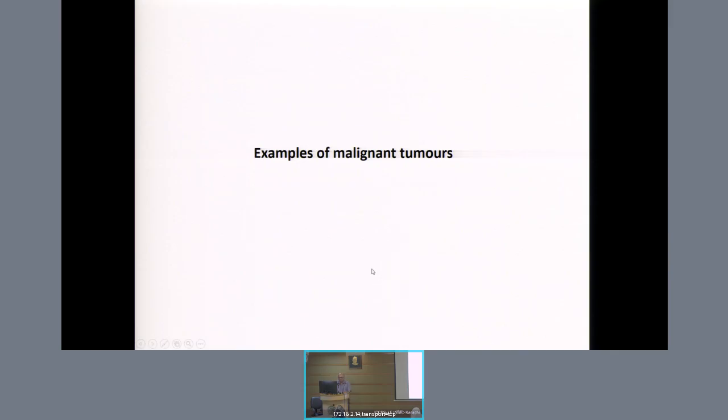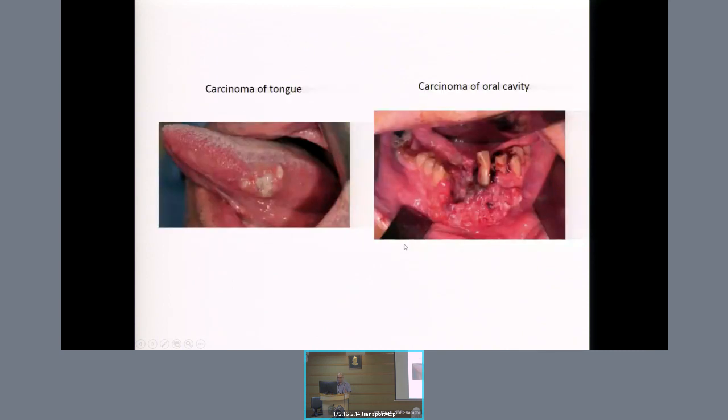So I'll show you a few pictures of many people. They said they have never seen cancer. This is the cancer of the tongue. This is very common in our country because of the pan gutka. It usually arises on the lateral border of the tongue. On the right side, this is again cancer of the oral cavity. The bone is destroyed.